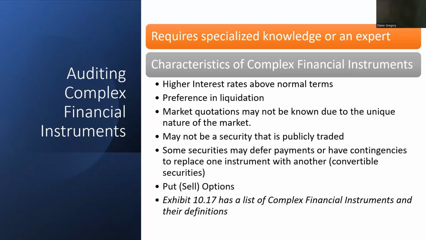It may be a security that is not publicly traded on the market. There may be convertible securities where you can defer payments or have contingencies to replace an instrument with another instrument. You may have sell or put options. So go to Exhibit 10.17 in your text. There's a very comprehensive list of complex financial instruments, their names and their definitions, to give you a feel as to what types of instruments are out there.